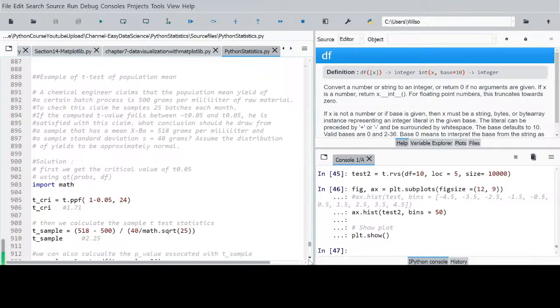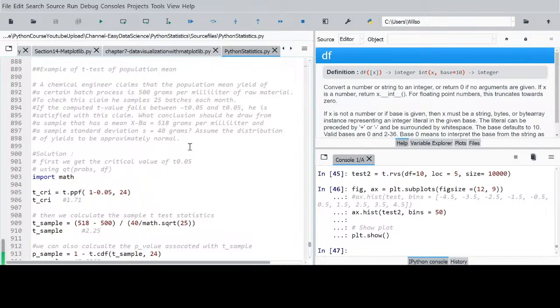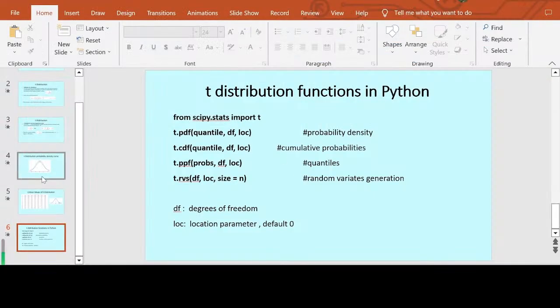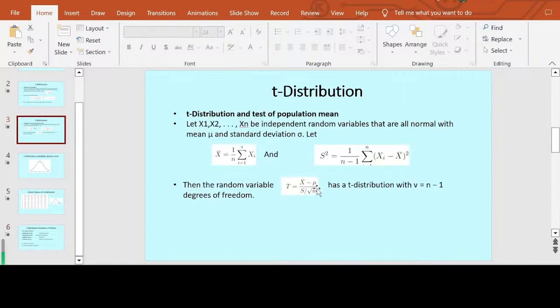So this is a typical t-test problem, right? Because the population is normal and we use the sample mean and the sample standard error to do the test. So the test statistic calculated in this form will have a t-distribution, right?